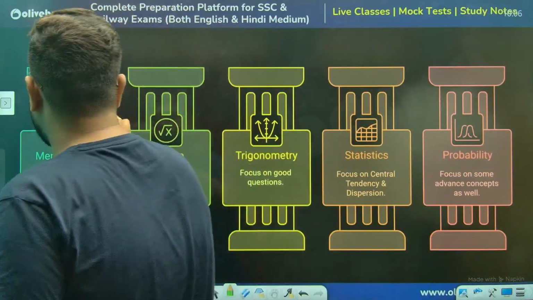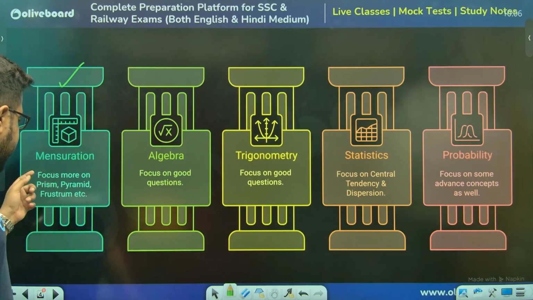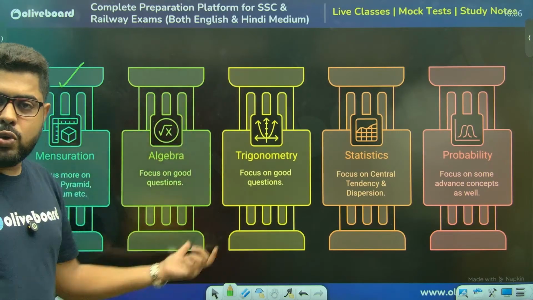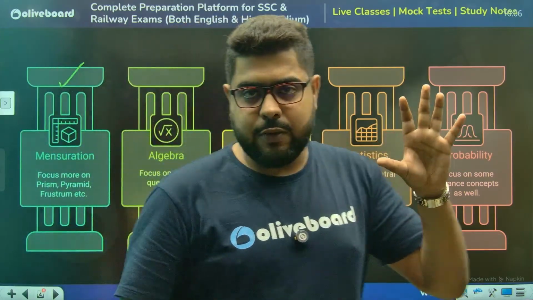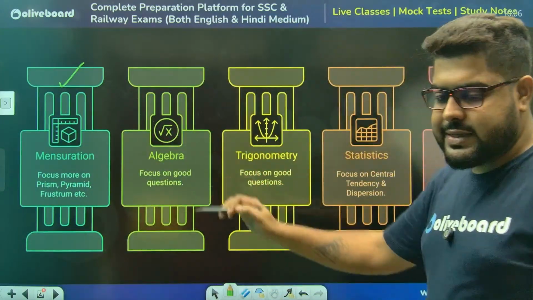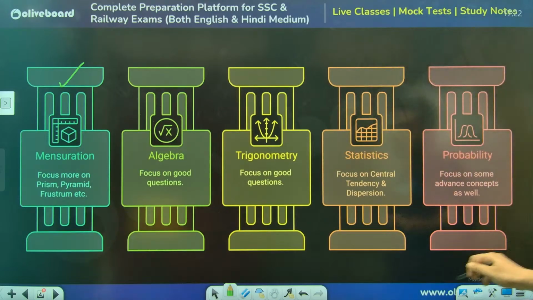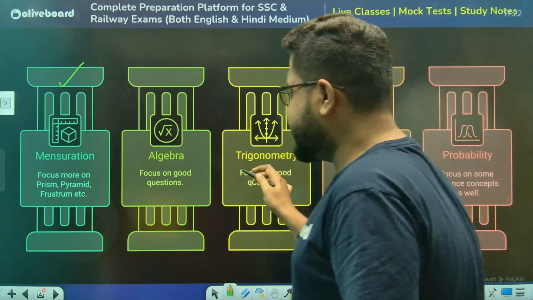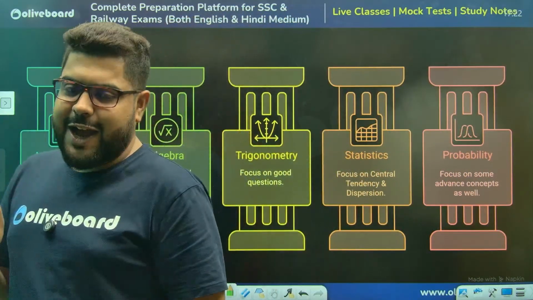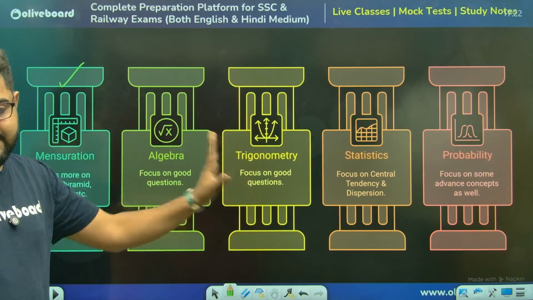So what is important according to the new pattern? You see the mensuration. From the mensuration part, focus more on prism, pyramids, frustum, those parts. These parts are very important. Now this slide, you can see the entire data. I'm just getting out of the way so that you can see properly. This might seem like just one slide, but it is the result of very hard work. We have done a lot of research behind this one slide.